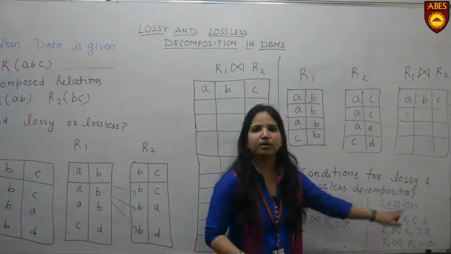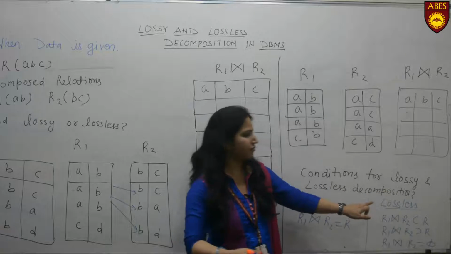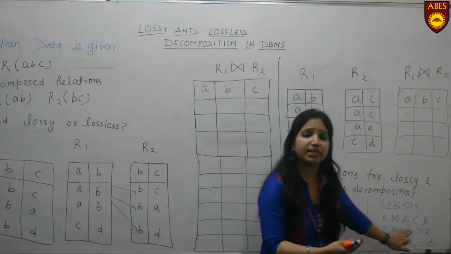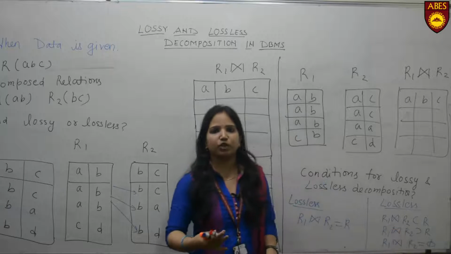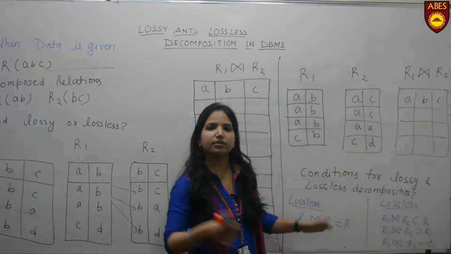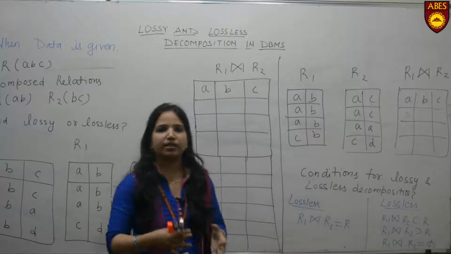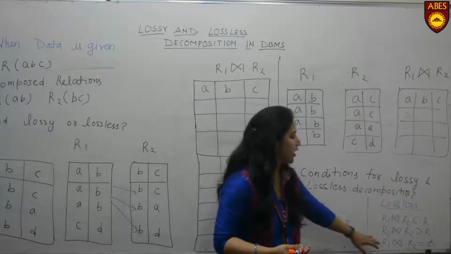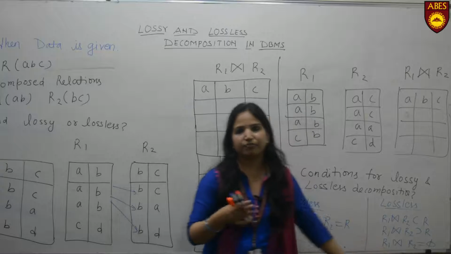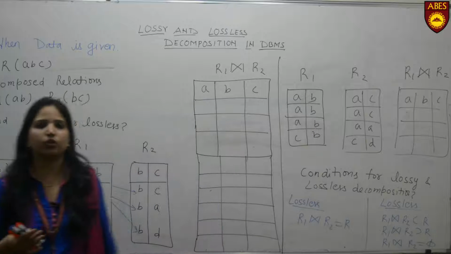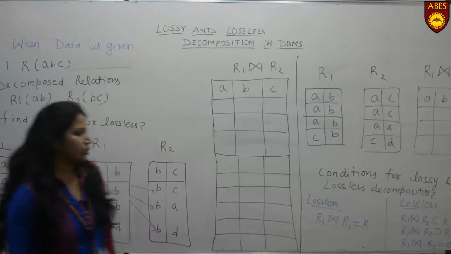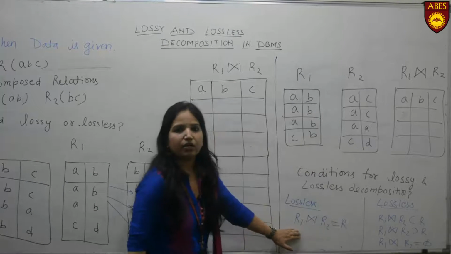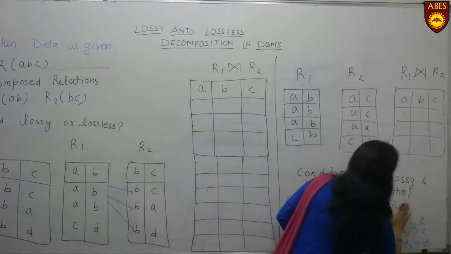It means there are some extra attributes we are finding in the natural join. In the second case, R1 natural join R2 is the superset of R. It also has extra attributes. It means that after combining the split relations, the resultant relation has lost some attributes. And the third case: when we find the natural join of R1 and R2, it should not be equal to phi. So these are the conditions for finding lossless join, and this is for finding lossy.